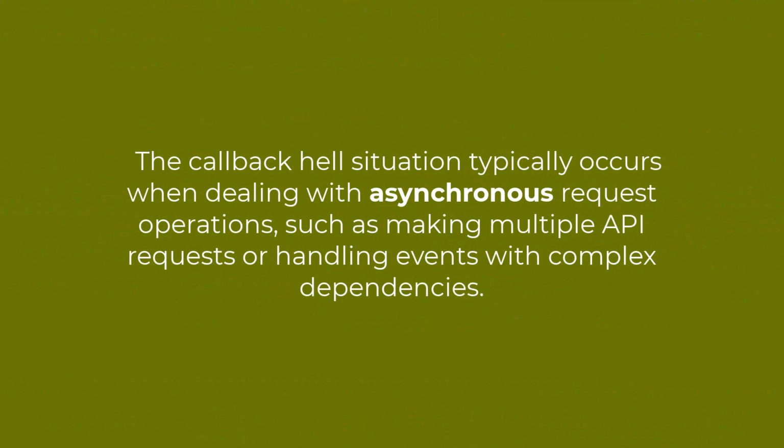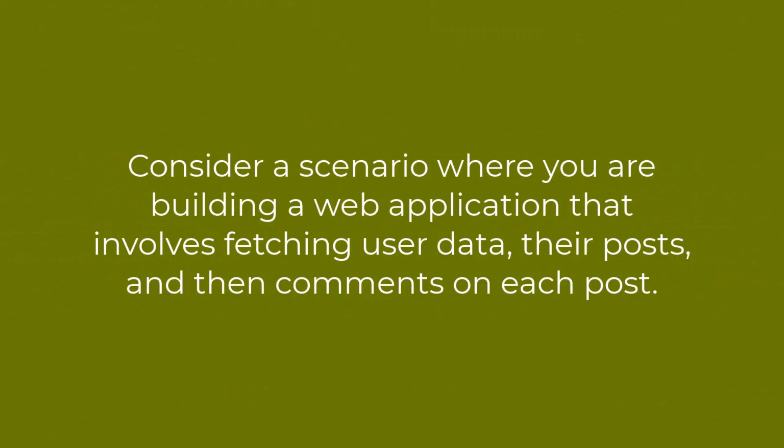This callback hell situation typically occurs when dealing with asynchronous operation requests, such as making multiple API requests or handling events with complex dependencies. Now, to understand callback hell, consider a scenario where you are building a web application that involves fetching user data. First we'll fetch the data of the user, and after that it will fetch their posts, and after that it will fetch the comments on that particular post.